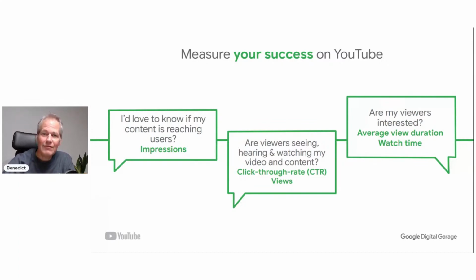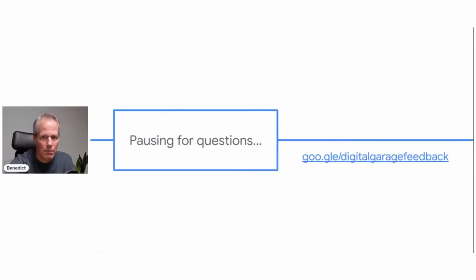And then, are my viewers interested? Average view duration: when do they leave, and why? Watch the time charts, how long viewers have spent watching your content. It really gives you a sense of what content viewers actually watch, which is so important.